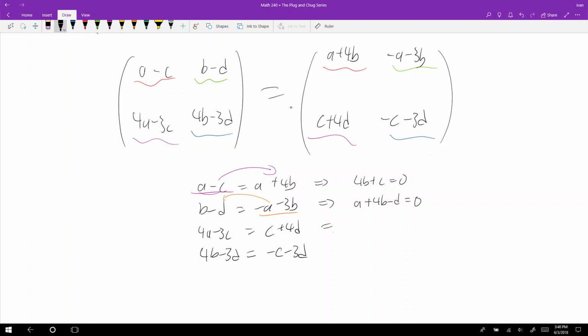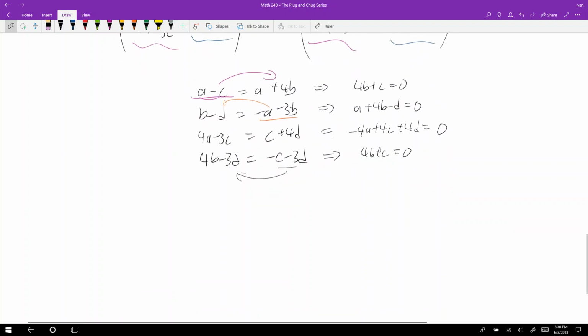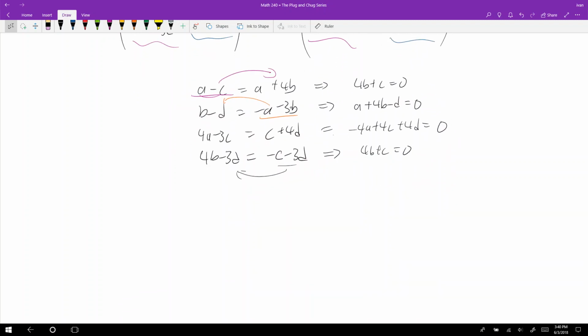I get negative 4A plus 4C plus 4D is equal to 0. And then this last term, hold on, if I move everything over to the left, I actually end up with 4B plus C is equal to 0. So I actually have 3 equations, 4 unknowns here. So what can we do? Well, nothing really, but we can solve for whatever we can.